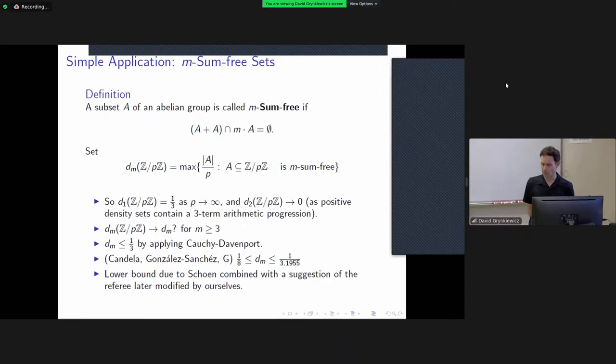And then the referee took a look at Shin's construction and thought it could be improved a little, and gave a suggestion for how to improve it. We took a look at the referee's suggestion and realized that it nearly worked, but there were a few little technicalities with what they had suggested. With a little bit of effort, we were able to modify the referee's idea, combine it with the idea of Shin, and iron out that lower bound.